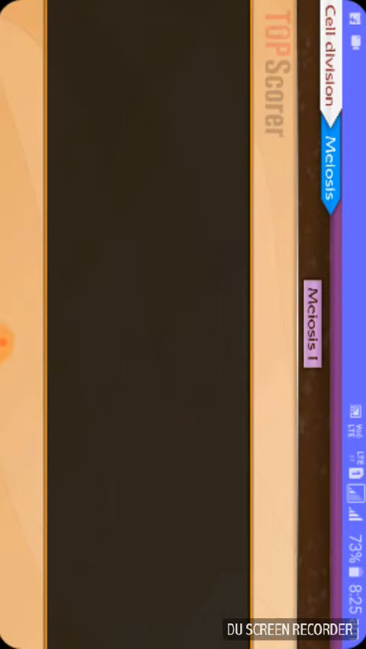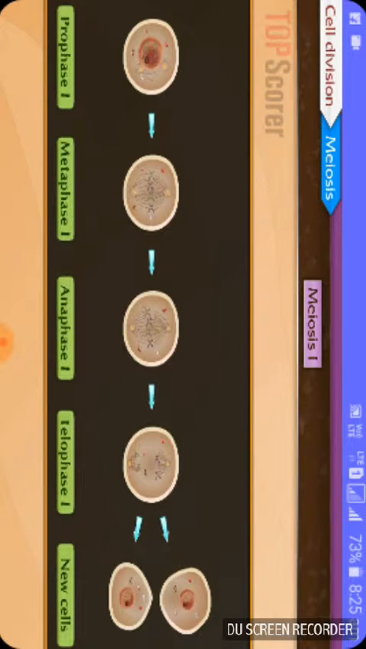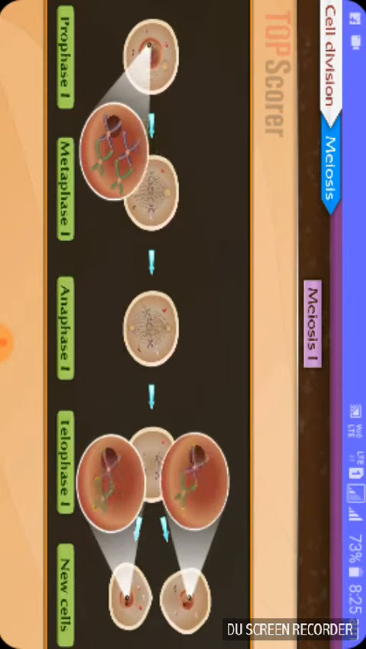Thereafter, these chromosomes divide into 2 groups, and finally, 2 haploid daughter cells are formed, each with n number of chromosomes, which means each cell possesses only 1 copy of a chromosomal pair.